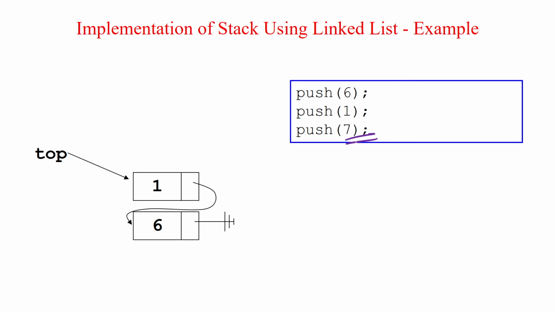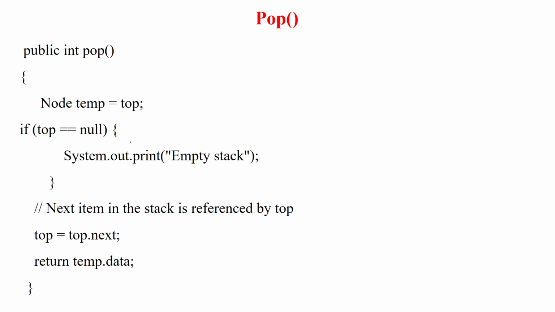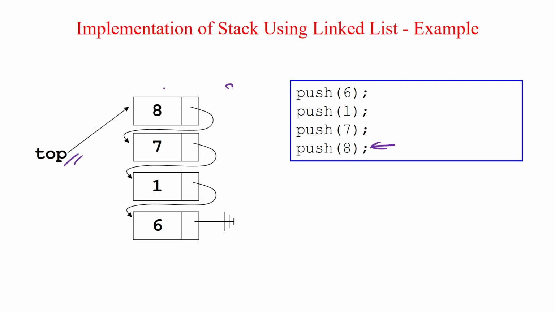Again pushing 7. 7 is the new node, so new node dot next will be the top. Now top equals new node. Like that, push 8. Here 8 is linked, so new node dot next will be the top, then top equals new node. With this, I have concluded the push operation in the stack.